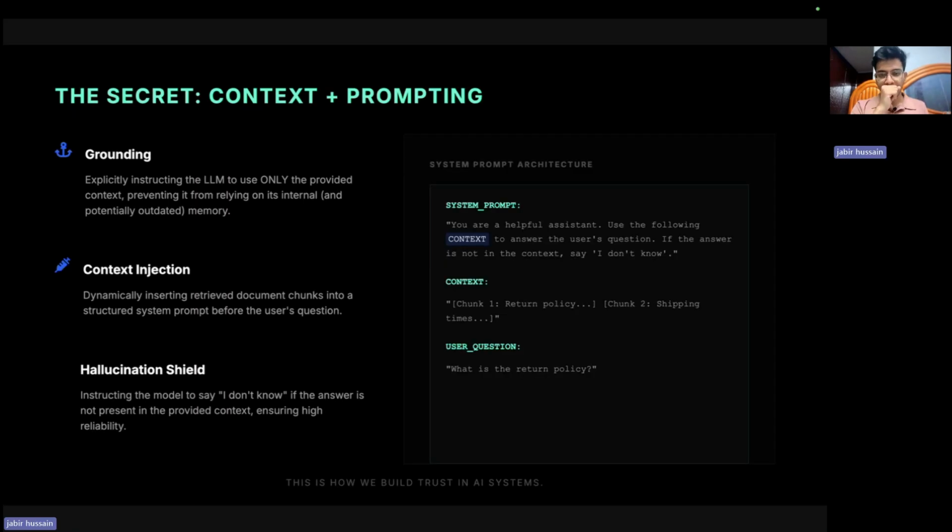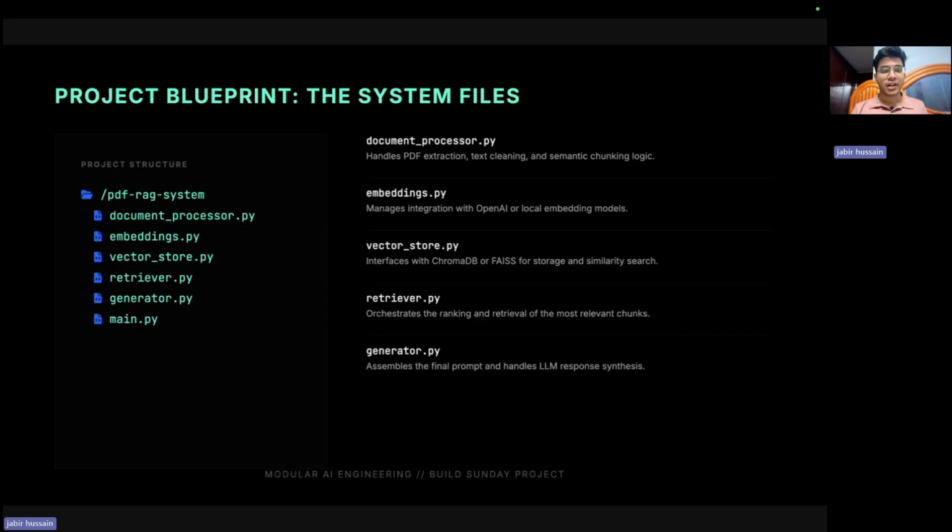Now we give grounding responses, context ingestion. Basically, this is the system prompt: you are a helpful assistant, use this to answer the query and all that. And as I told you, it removes hallucination because our answers are coming from credible sources. This is the overall concept. I have talked about the architecture.